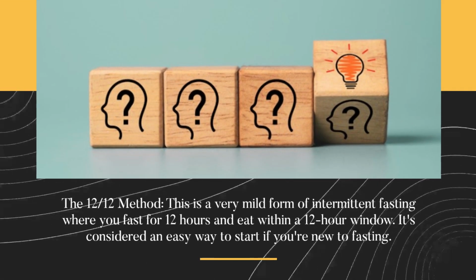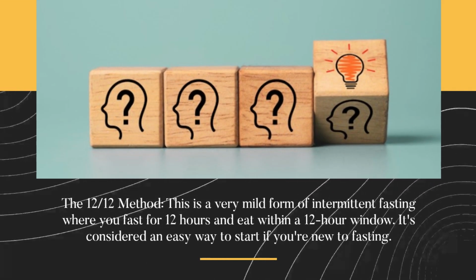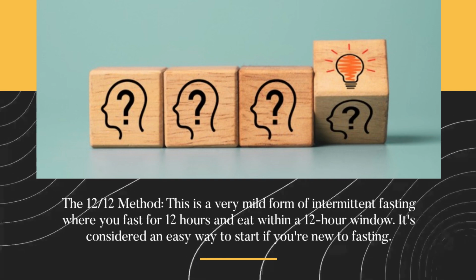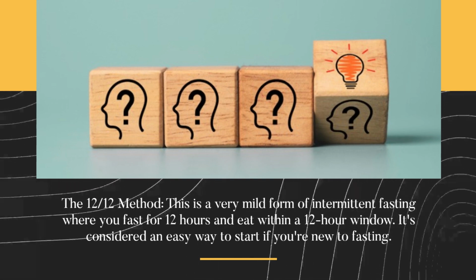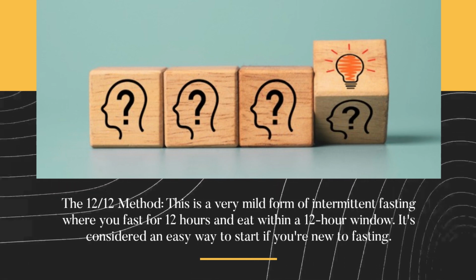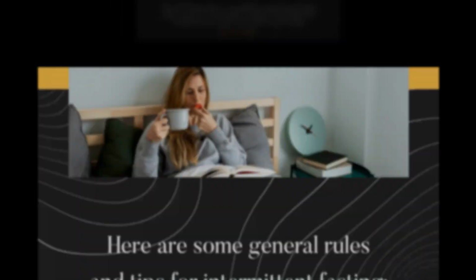The 12/12 method. This is a very mild form of intermittent fasting where you fast for 12 hours and eat within a 12-hour window. It's considered an easy way to start if you're new to fasting.